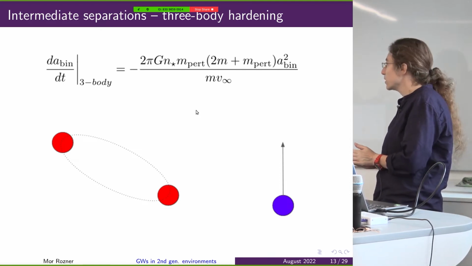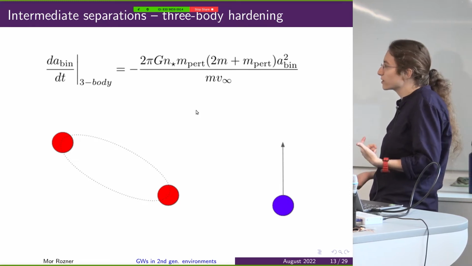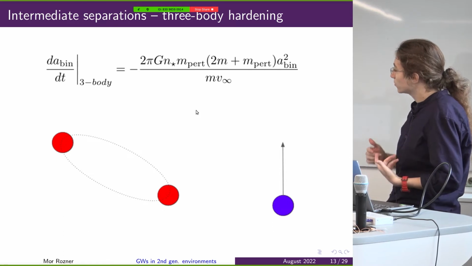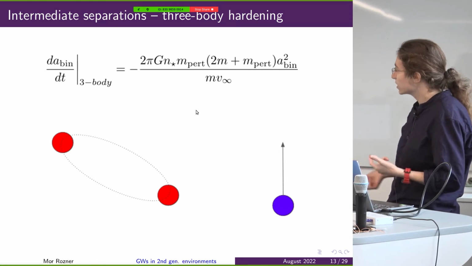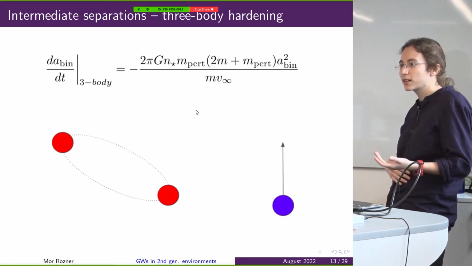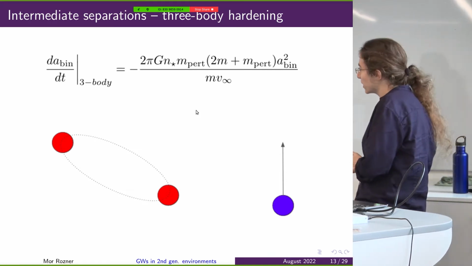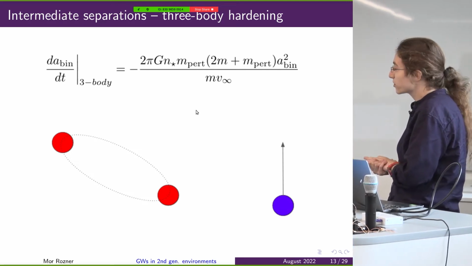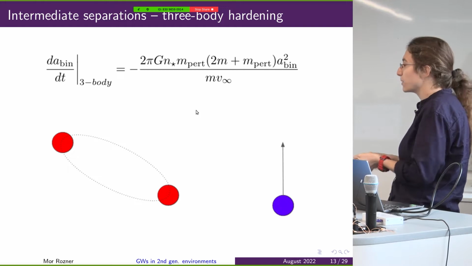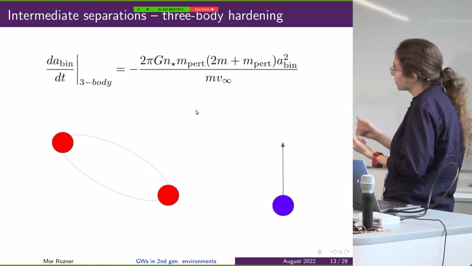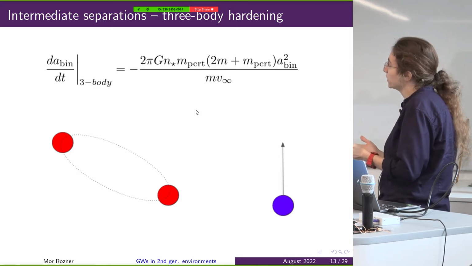So it turns out that if you are hard and you get more and more kicks, you will become harder and harder. And if you are wide and you get more and more kicks, you will just get wider. So hard binaries will get harder, wide binaries will get wider. That's the famous Heggie law from 1975. And actually, that will change our separation. So we want to have a hard binary to begin with. Otherwise, when we get those kicks, we will just get wider, and we want to finally have gravitational waves.